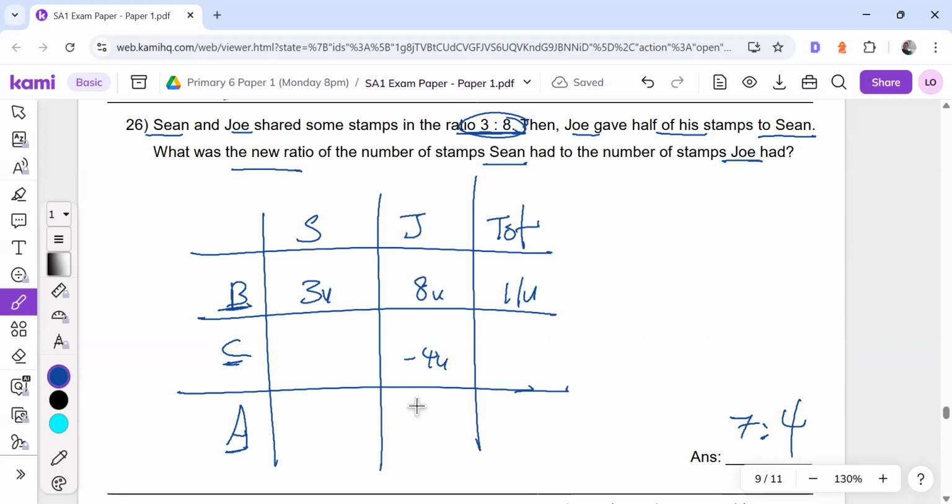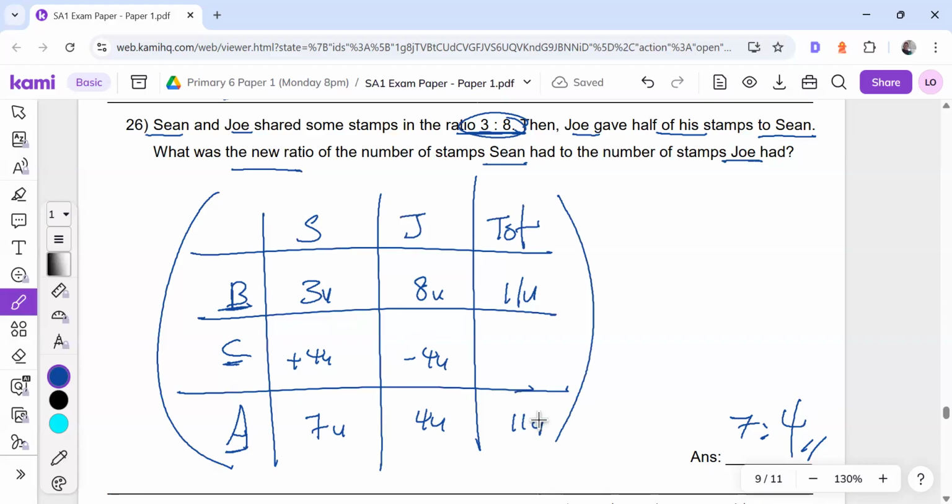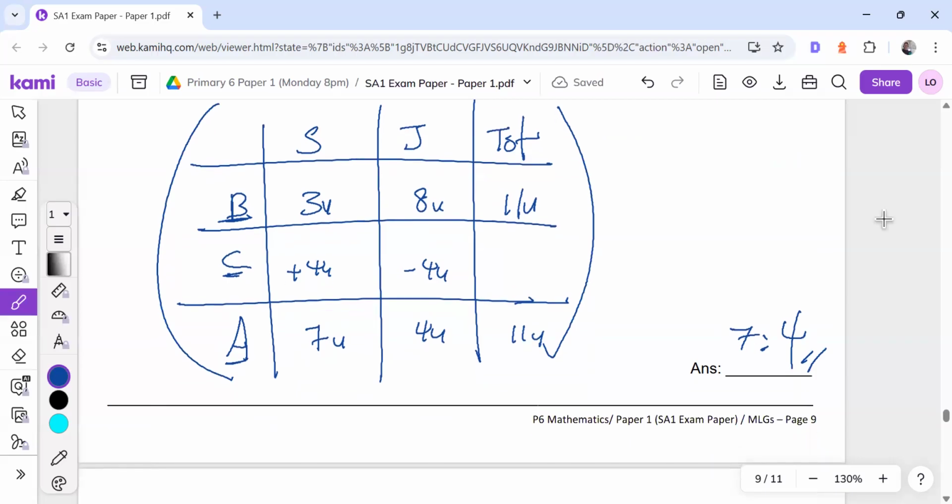And then give to who? Give to Sean. So Sean plus 4 units. How many do they have now? Sean has 7, and Joe has 4, and the total is still the same. So what's the ratio of Sean to Joe in the end? 7:4. So this is how you use a table, but it's too simple. This table is more for very hard questions. Otherwise you can see that there's a method here that can be used to solve before and after problems.